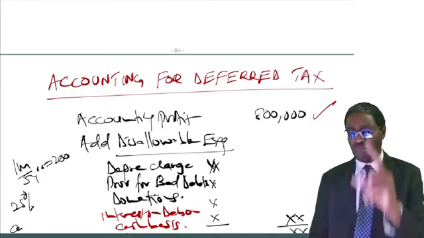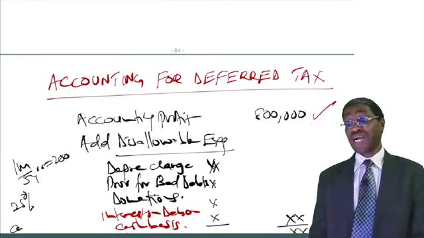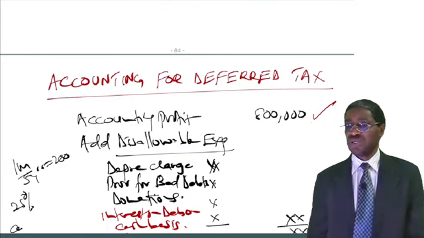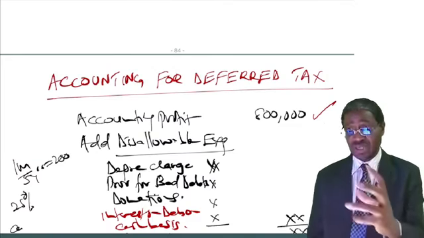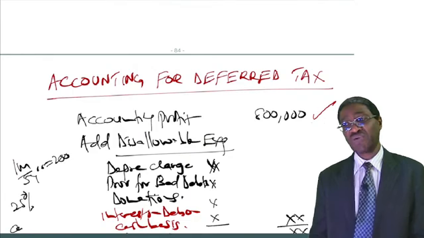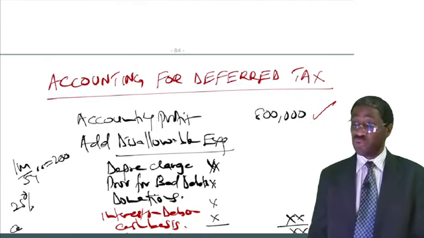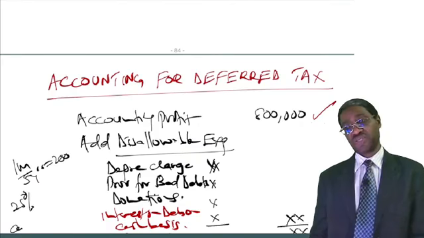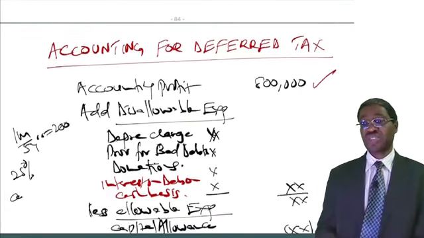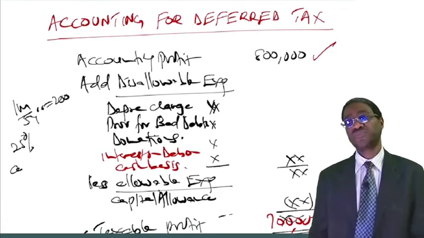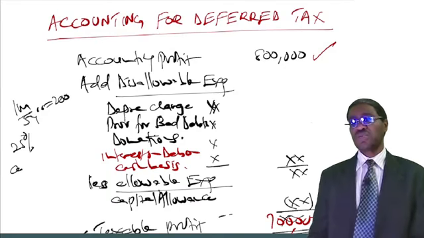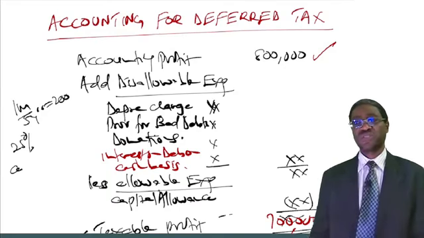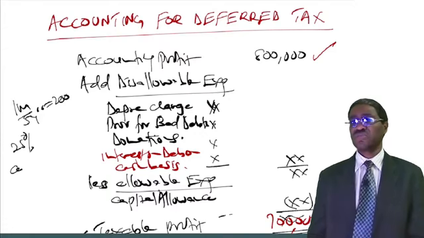From an accountant's point of view, there are two distinct profit figures. One, accounting profit. And you can say this, accounting profit, then you say this.